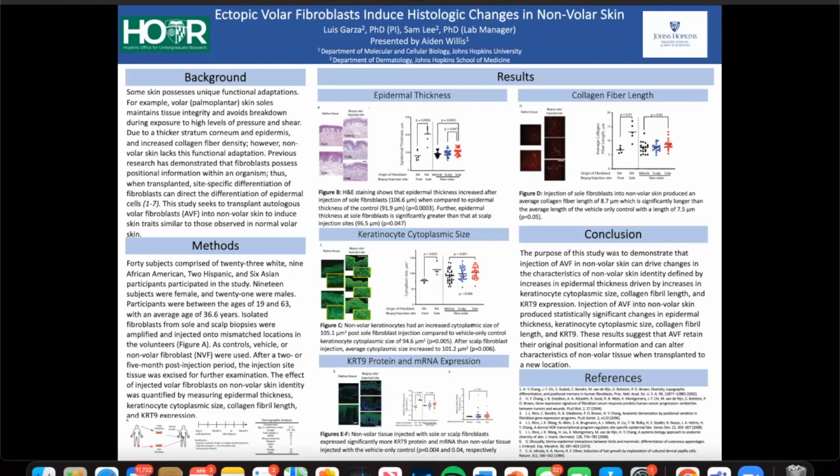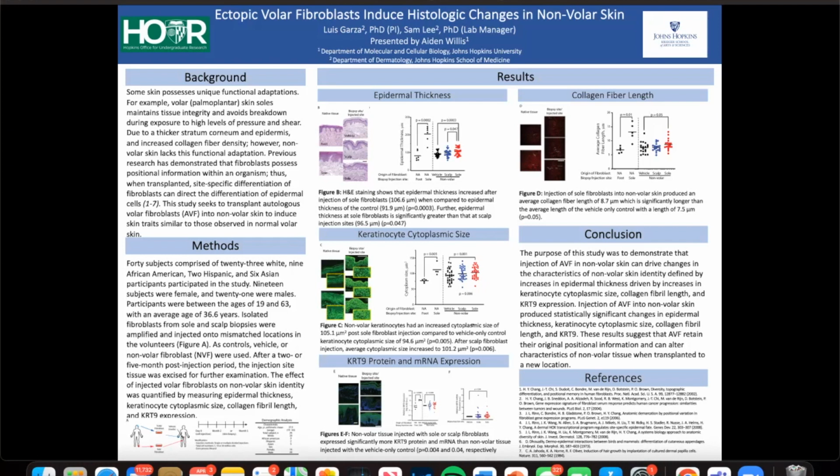To conduct this research, our lab recruited 40 subjects comprised of 19 women and 21 men between the ages of 19 and 63. Isolated fibroblasts from the sole and the scalp were amplified and injected into mismatched locations within the volunteers, as indicated by figure A. Typically, this location was on the inside of the thigh. And as controls, just vehicles and non-volar fibroblasts were also injected to these sites.